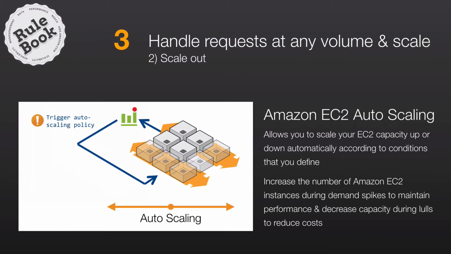And to do this simply with Amazon EC2, we have an adjacent service, an associated service called auto-scaling. EC2 auto-scaling allows you to scale your EC2 capacity up or down automatically according to conditions that you define. So for example, you might increase the number of EC2 instances that you have to deal with periods of heavy demand and decrease it when demand falls away again in order to reduce your costs, which is the familiar auto-scaling.